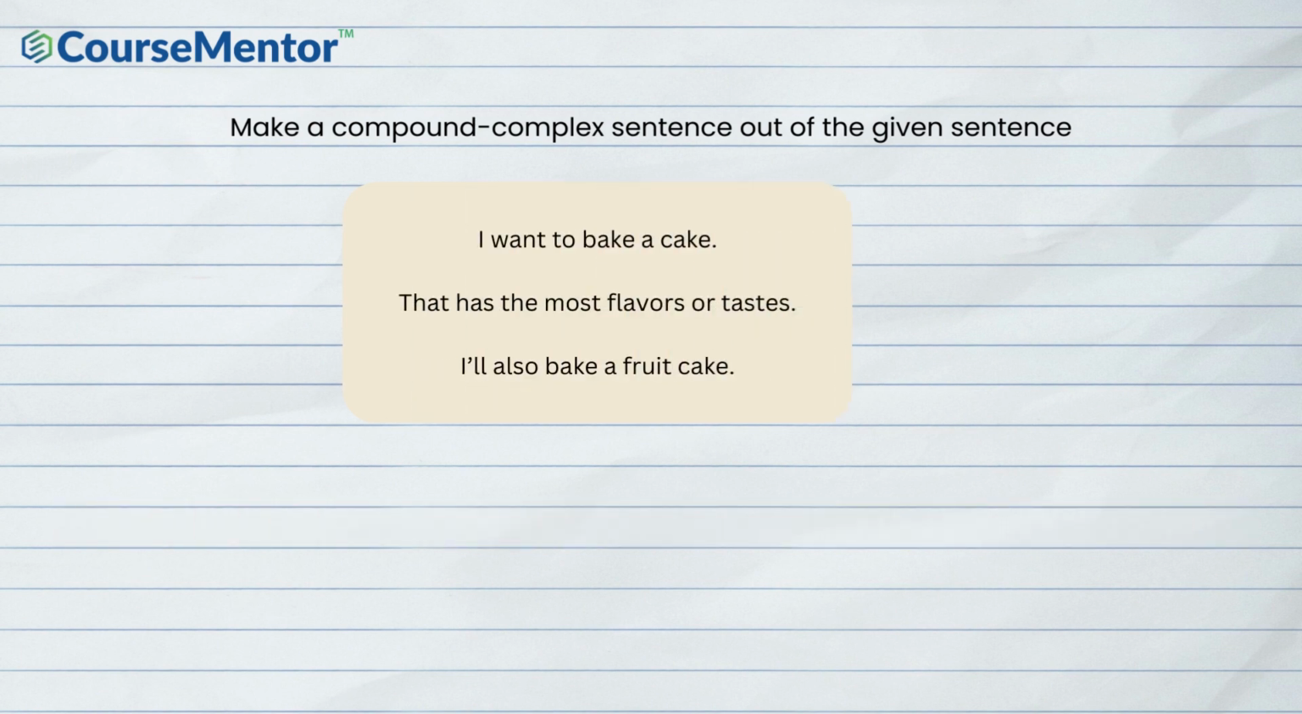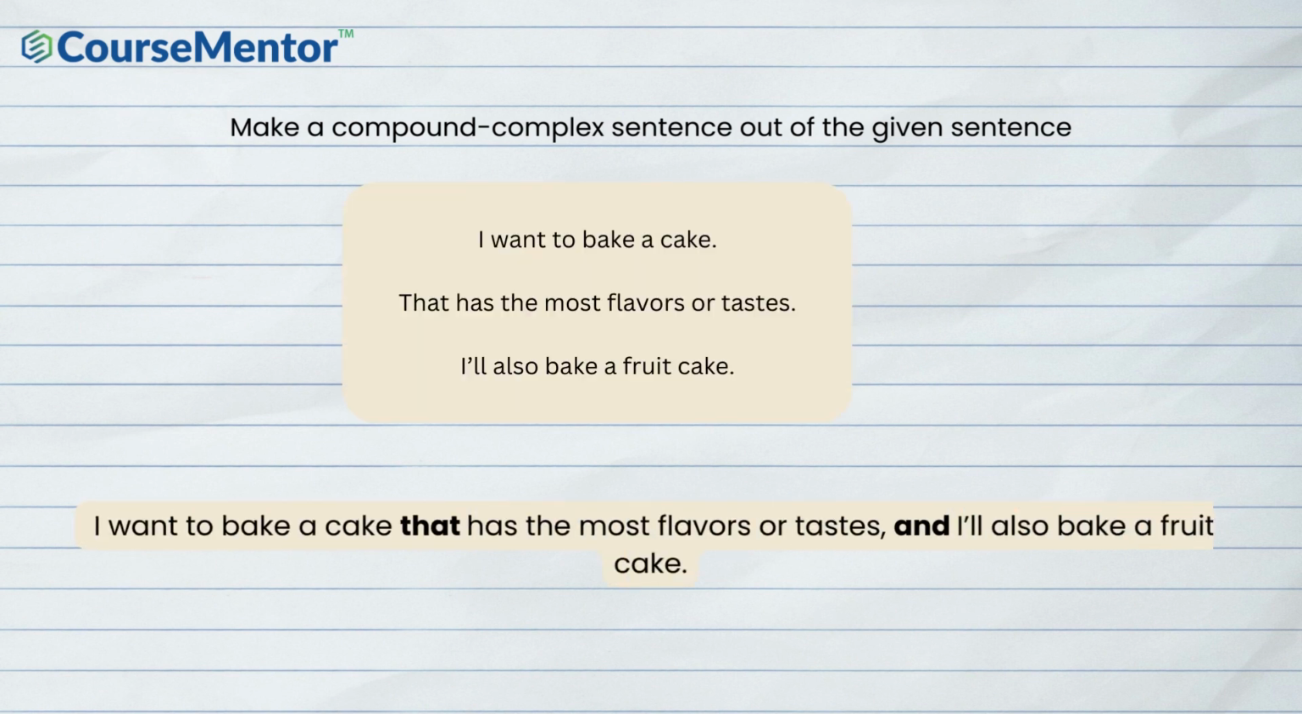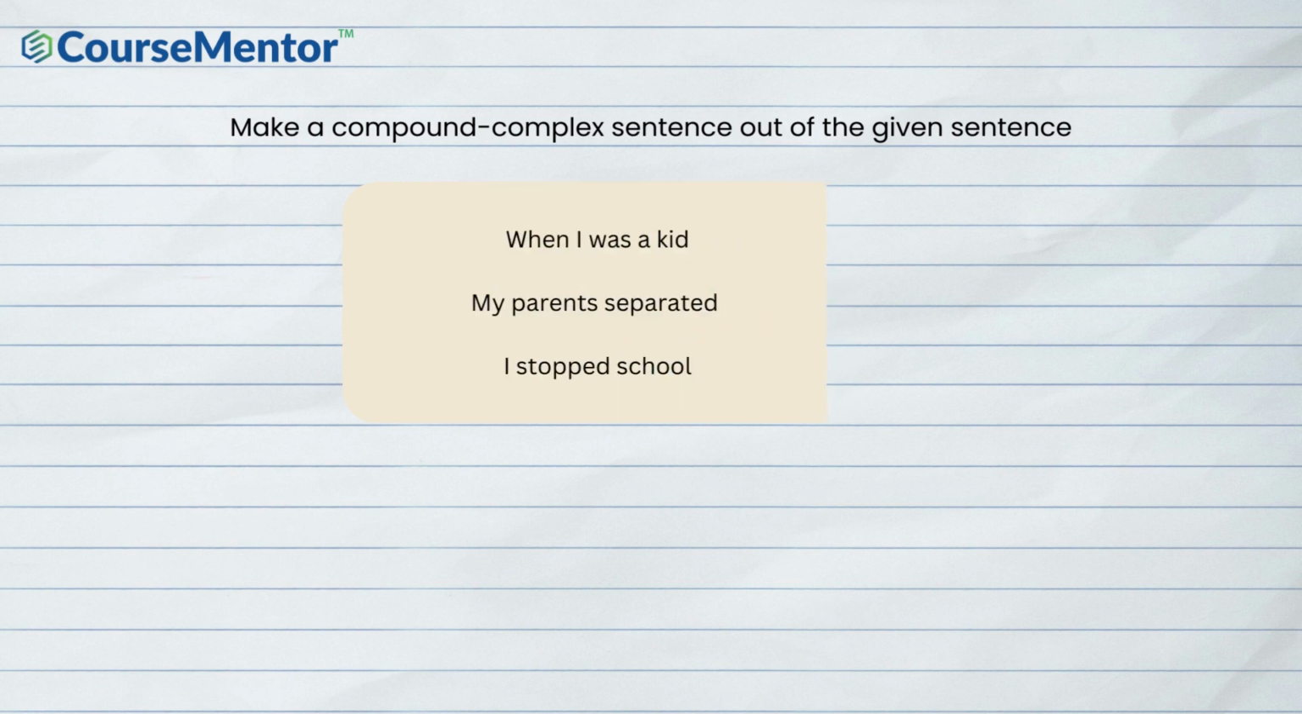The second one. I want to bake a cake that has the most flavors or tastes. I'll also bake a fruit cake. The answer is, I want to bake a cake that has the most flavors or tastes, and I'll also bake a fruit cake. I want to bake a cake, and I'll also bake a fruit cake are our independent clauses. That has the most flavors or tastes is our dependent clause. When I was a kid, my parents separated.